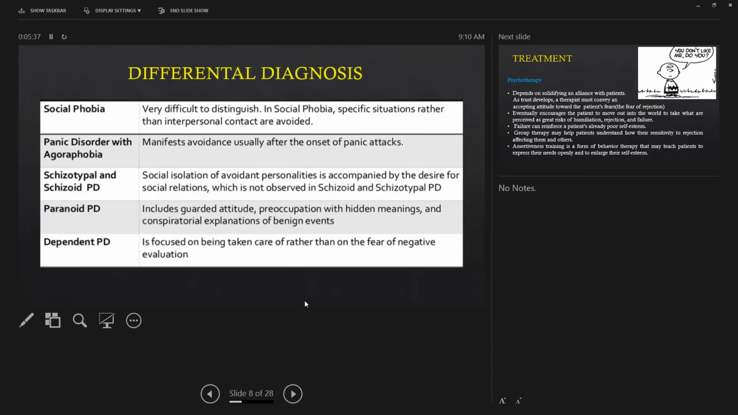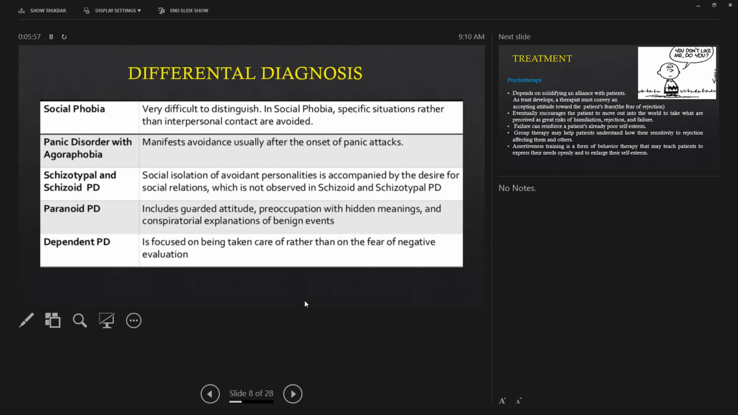The differential diagnosis can be a social phobia. It is very difficult to distinguish between these two. In social phobia, specific situations rather than interpersonal contacts are avoided. In panic disorder with agoraphobia, it manifests avoidance usually after the onset of panic attack.